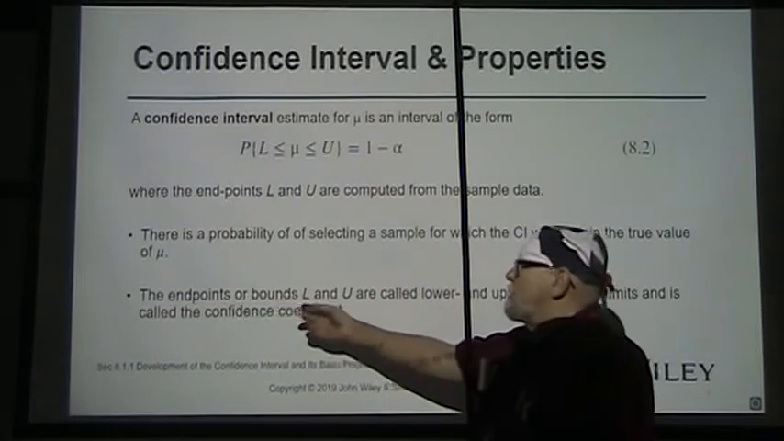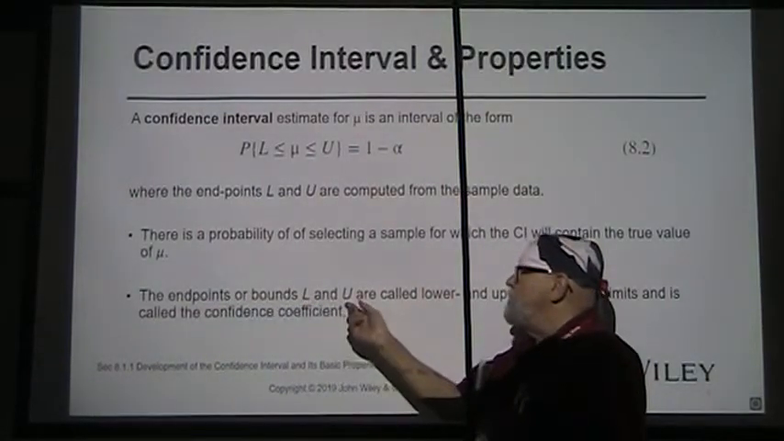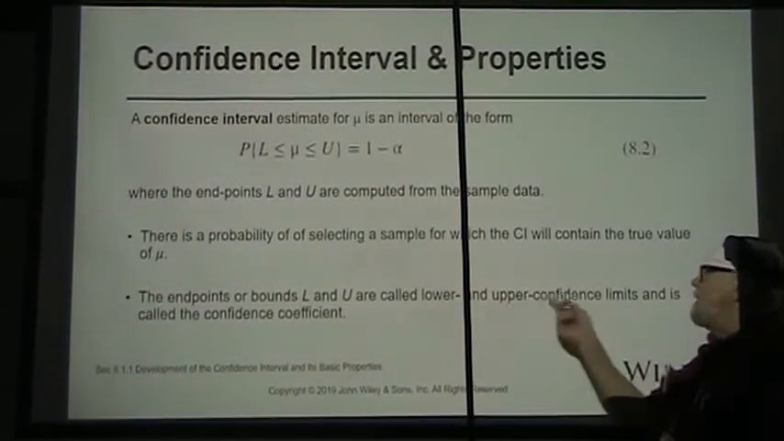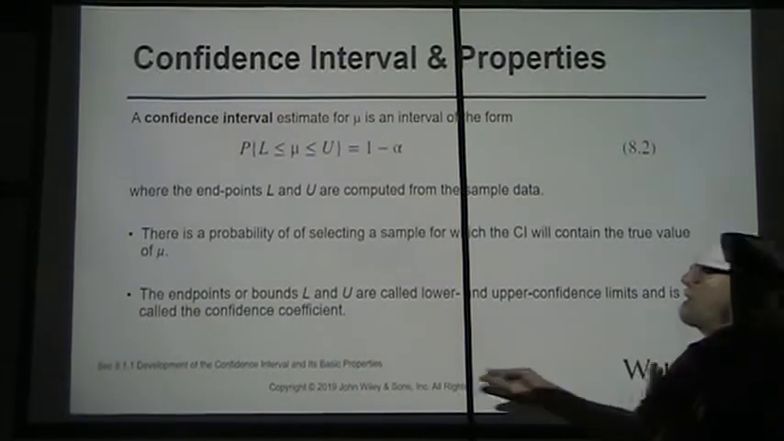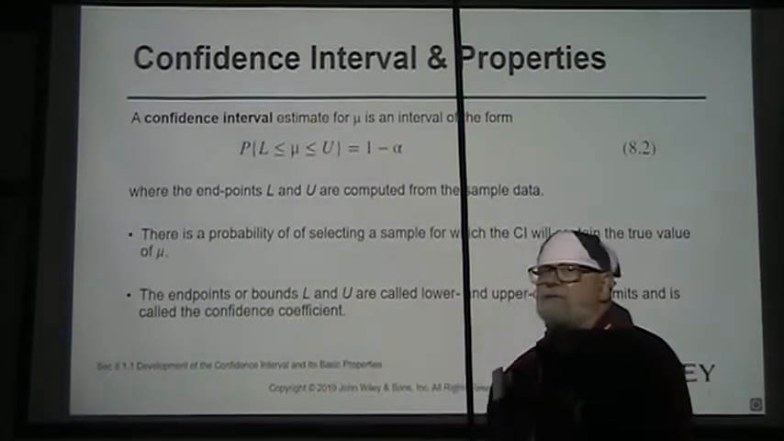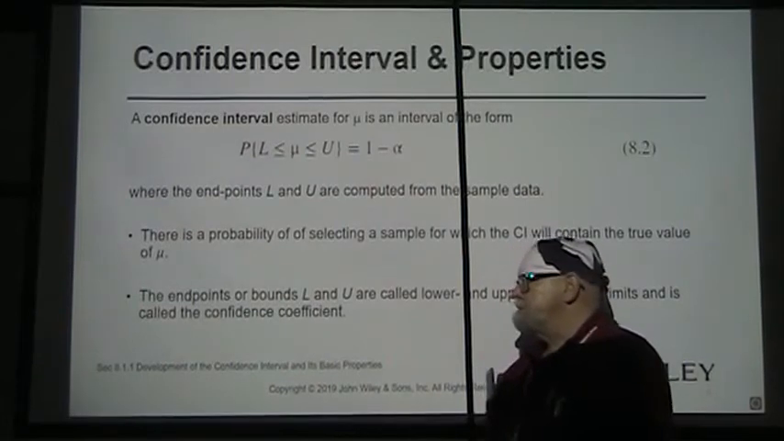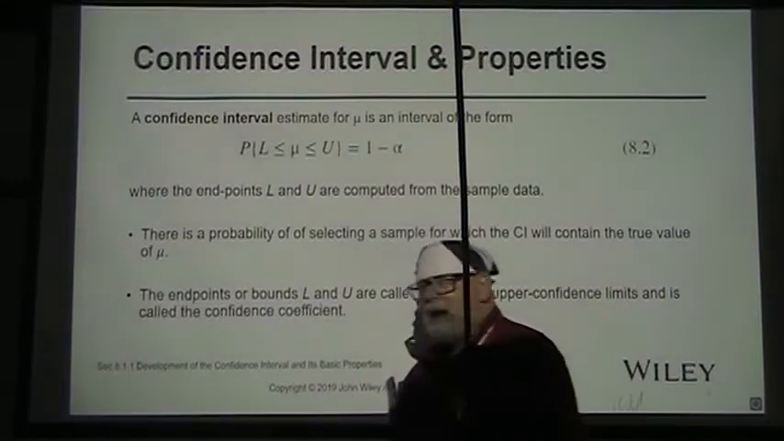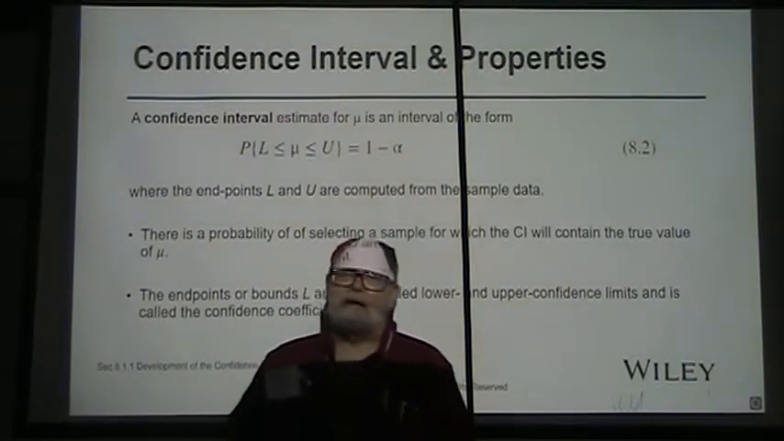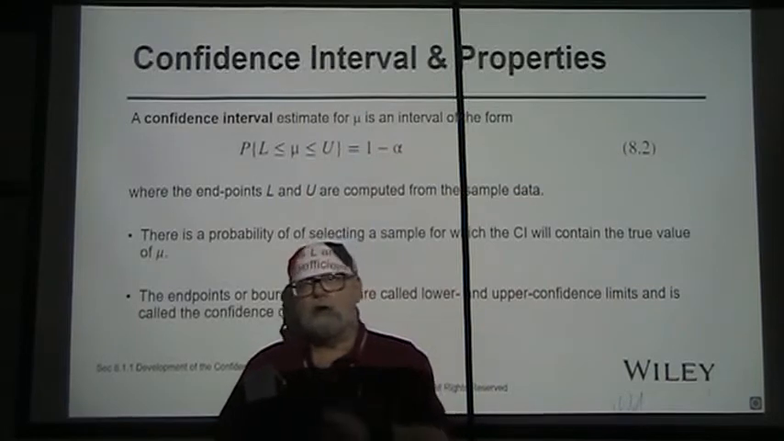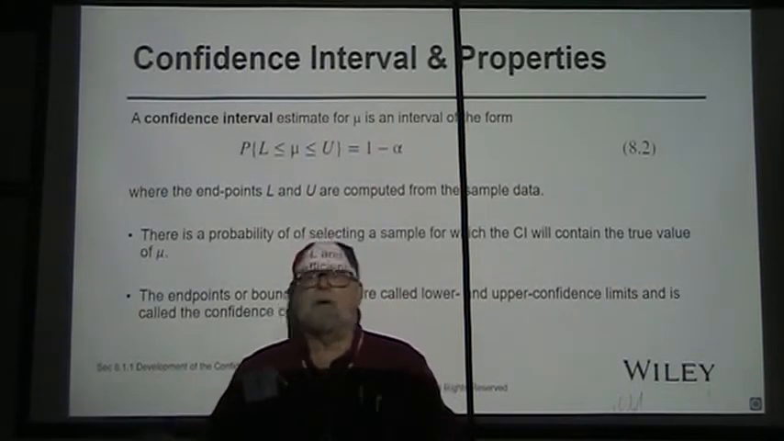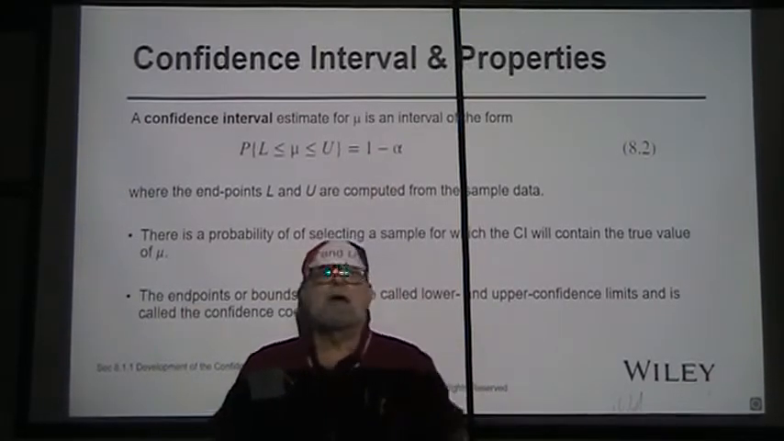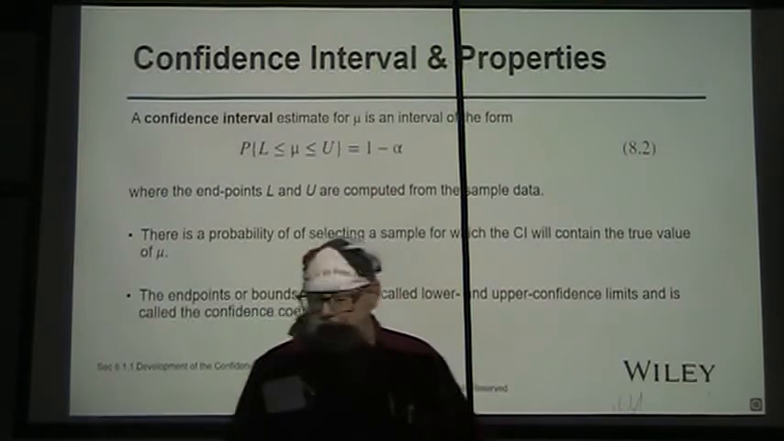The endpoints, or the bounds, L and U, are called the lower confidence limit and the upper confidence limit, and 1 minus alpha is called the confidence coefficient. Is it called the confidence coefficient? I'm not familiar with people using that language, but of course, people talk about things in different ways in different areas, so you know what? I'm just not going to worry about it.